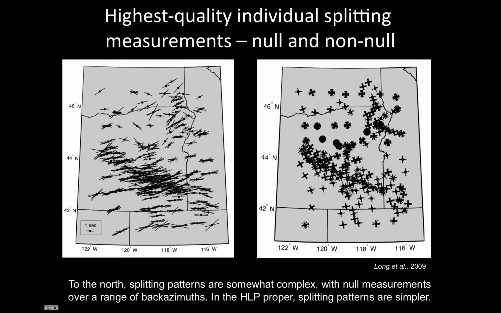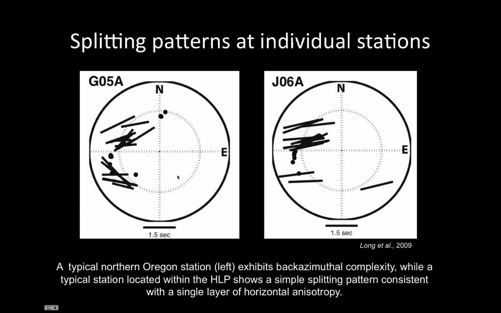So the first thing I want you to take away here is that there's a first-order difference between the northern part of our study area, where the splitting measurements are fairly complex, and the High Lava Plains proper, where we really see very nice, well-behaved splitting patterns that are pretty simple.